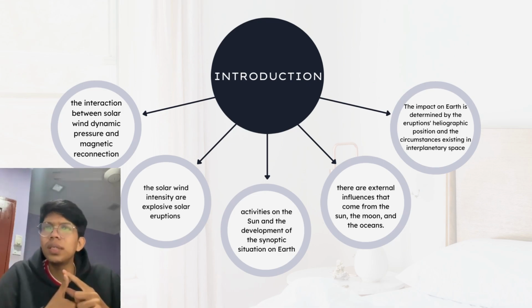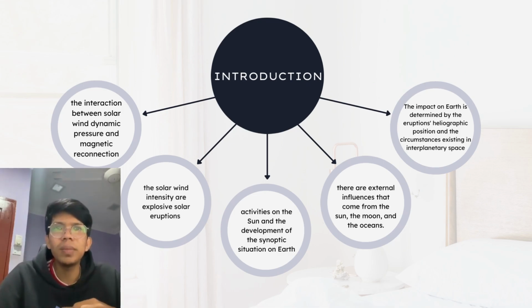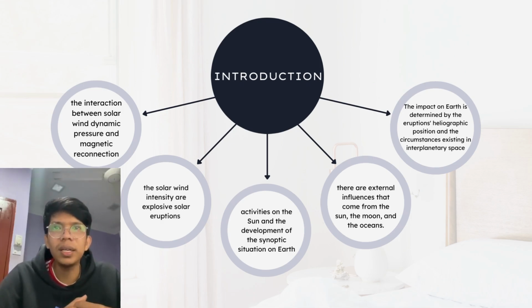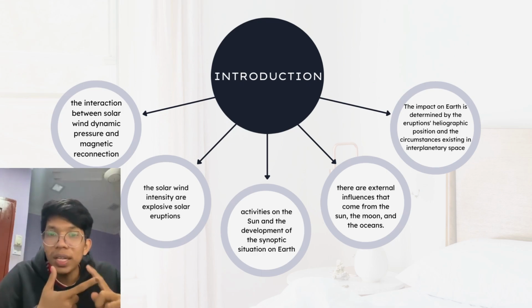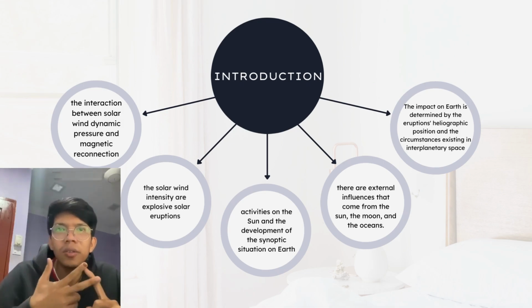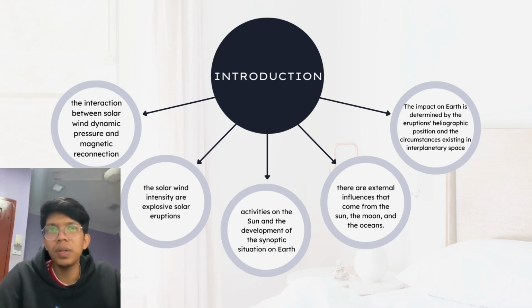So the first thing is the interaction between solar wind dynamic pressure and the magnetic reconnection causes the magnetosphere to take on the shape of a teardrop and allow solar energetic particles to enter the Earth's ionosphere. The second one is the largest contributors to the solar wind intensity are explosive solar eruptions like coronal mass ejections, flares, and eruptive prominences that cause the highest velocity in the solar wind, and the shock wave that compresses and amplifies the magnetic field in the solar wind plasma.